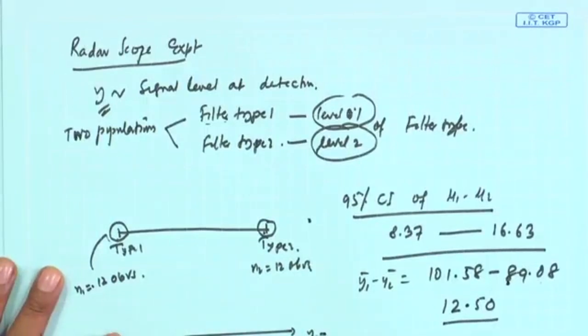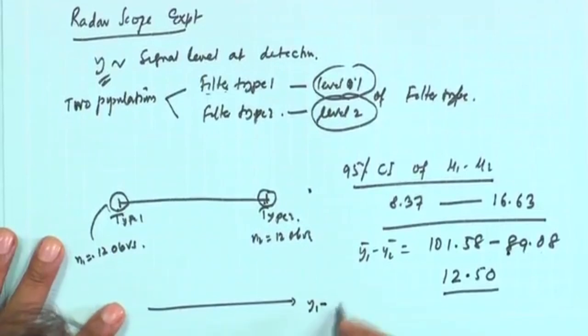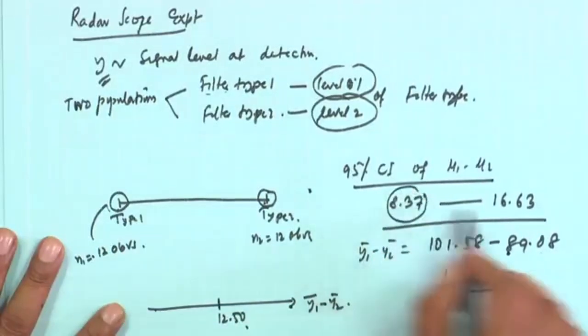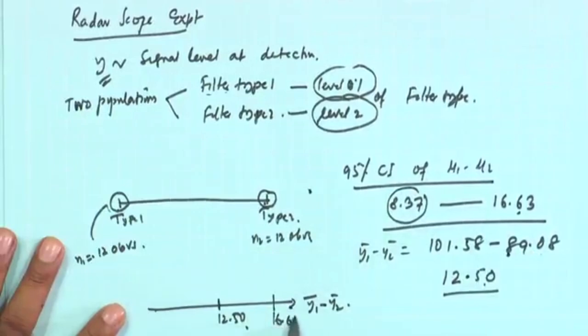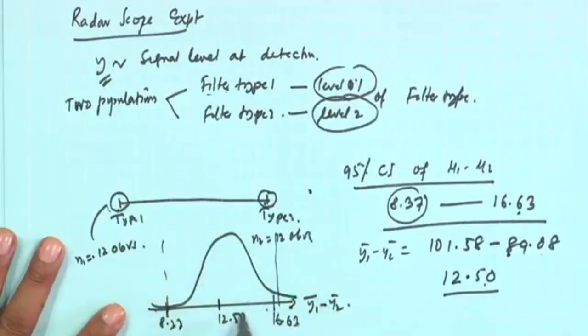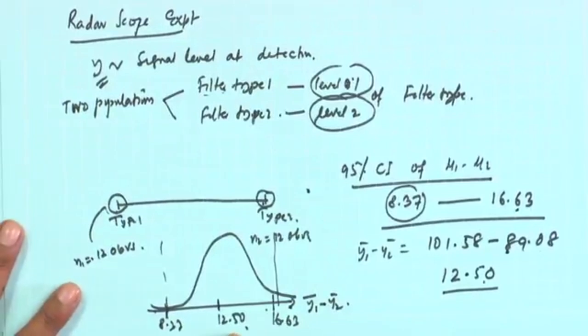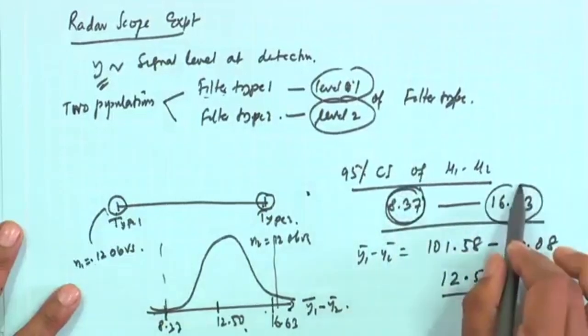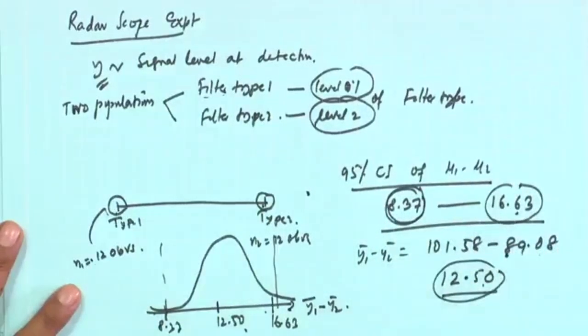If you go by 12.5, this is my y1 bar minus y2 bar, the difference between two population means. This is the axis, the point estimate is somewhere here at 12.50, and the interval estimate will be 8.37 to 16.63. So, 95% of the data will fall under this. This is my distribution and 95% of the data points will be within this range. So, when you take a decision, you should also consider that it can be as low as this, as high as this, but the average value is this. This is the decision.